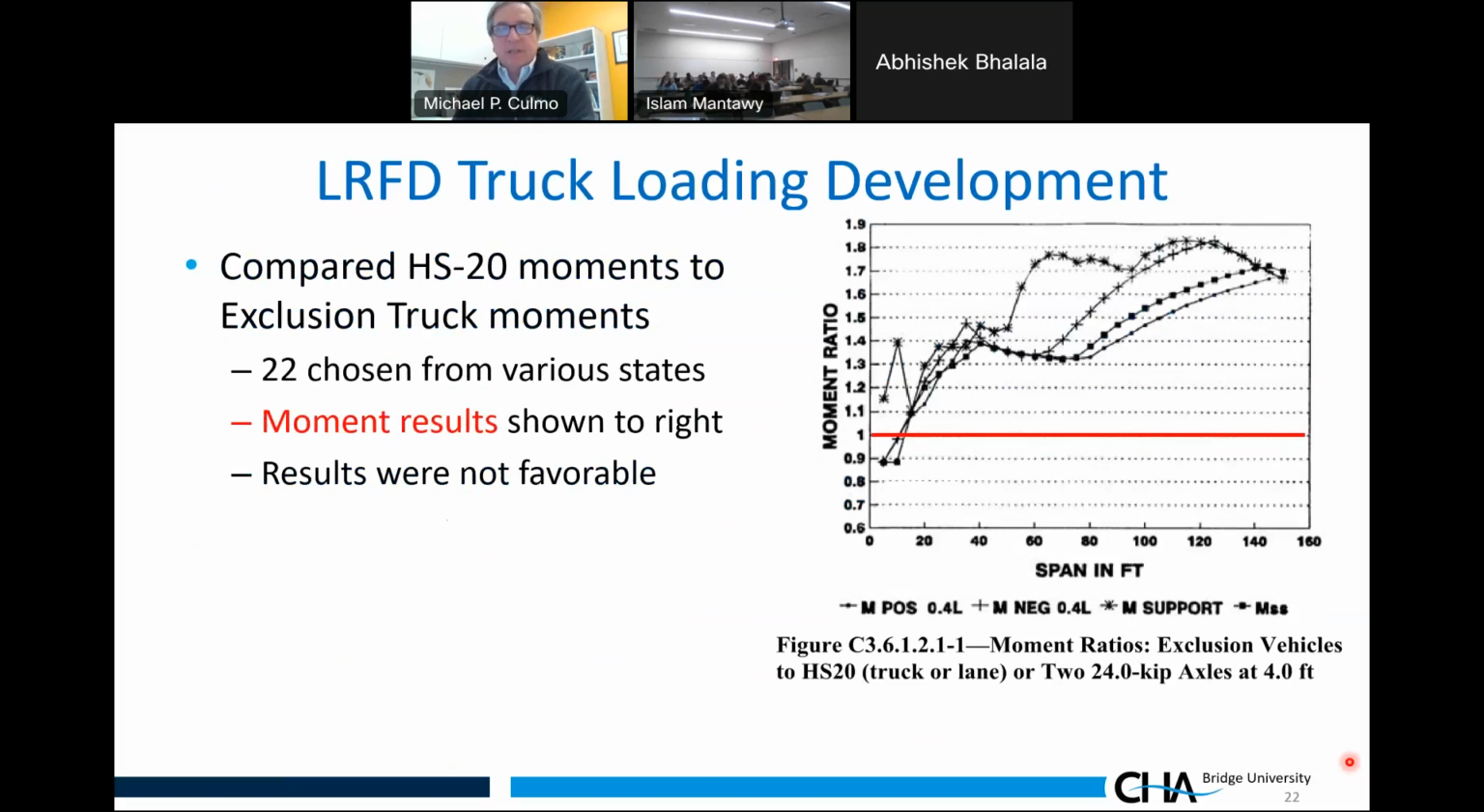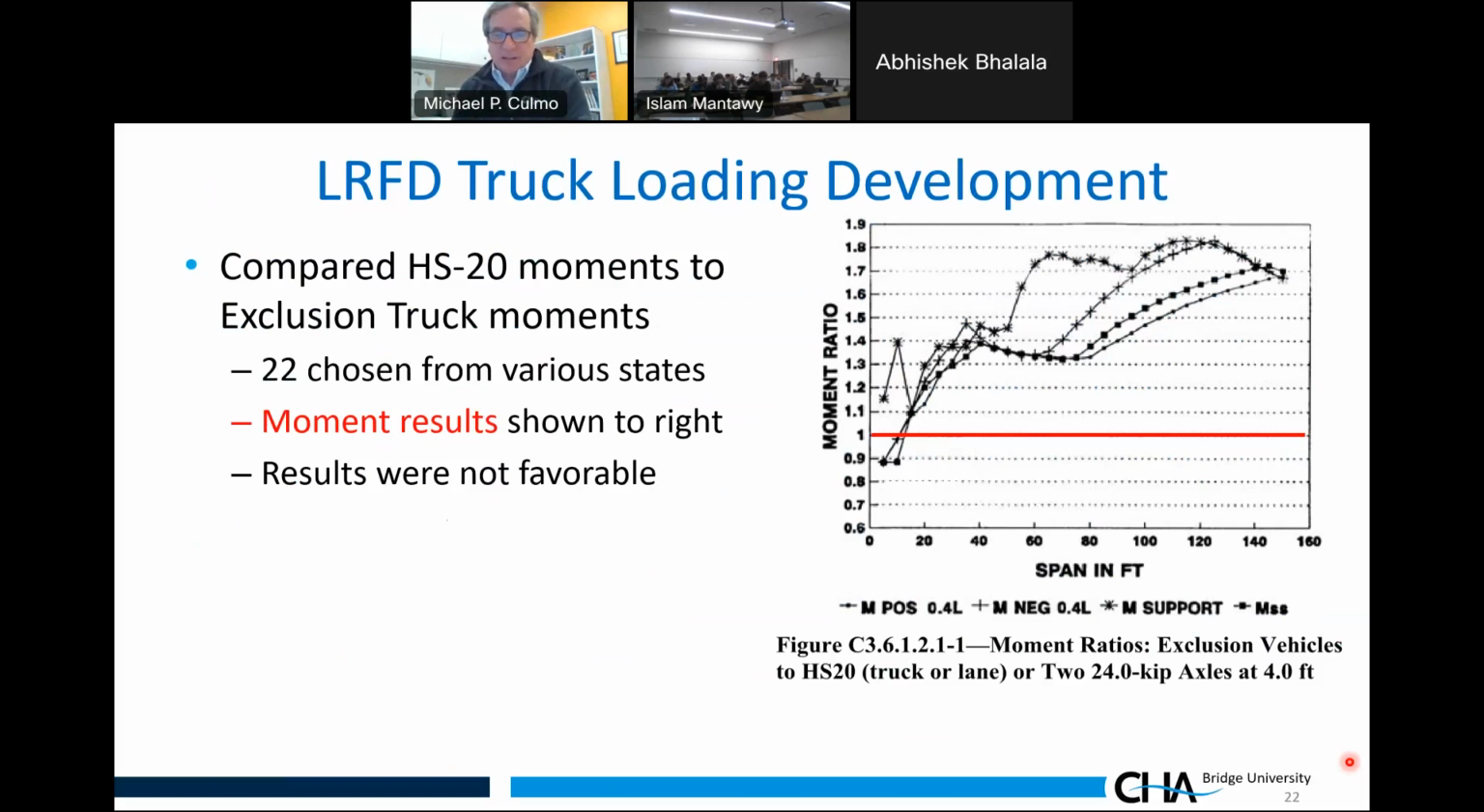This is a plot showing a comparison of the HS-20 moments. We're looking at bending moments compared to these exclusion vehicles. And the key to look at the bottom, the x-axis, is the span length of the bridge. The y-axis is the moment ratio, which is the ratio of the exclusion vehicle bending moment to the HS-20 bending moment. Again, this is before LRFD was finalized. They're looking at the old standard specifications to see if the standard specifications were accurate.